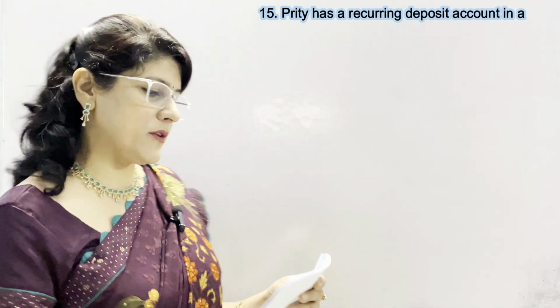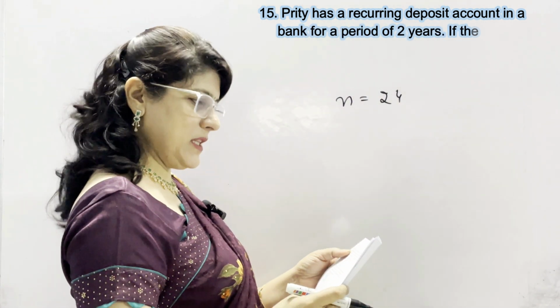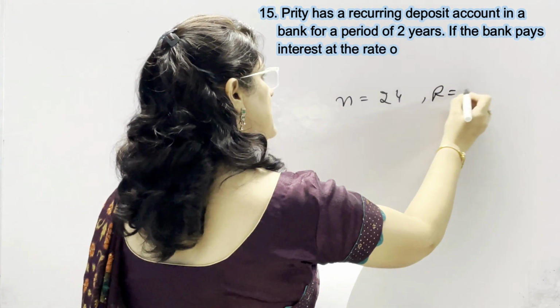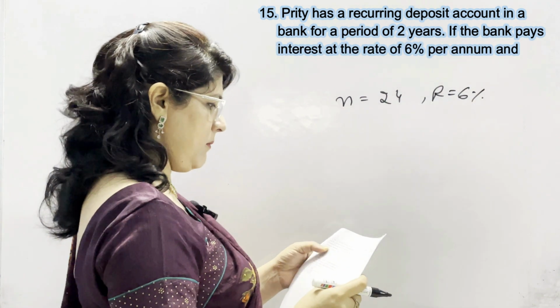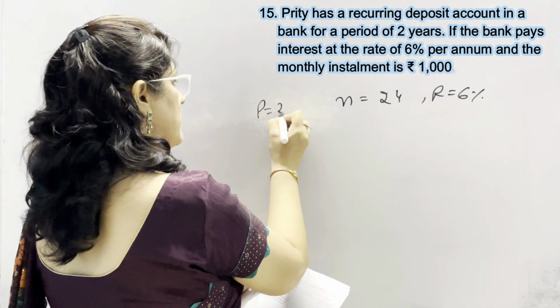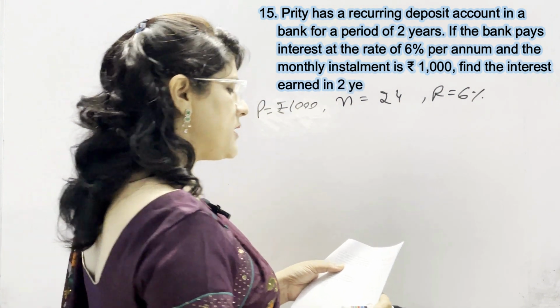Now question number 15. Preeti has a recurring deposit account in a bank for a period of 2 years. So it means N is equal to 24 months. If the bank pays interest at the rate of 6% per annum, rate is given as 6% per annum, and the monthly installment is rupees 1000. It means P is given as rupees 1000. Find the interest earned in 2 years.